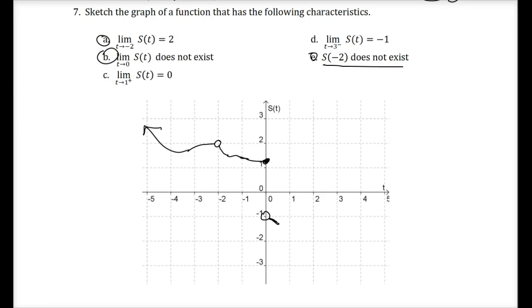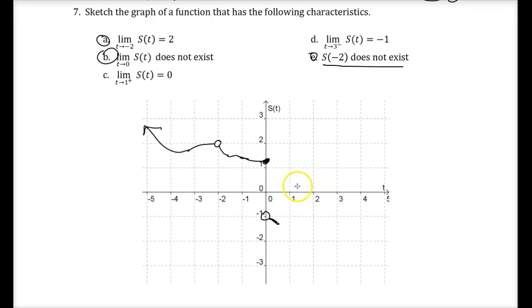For C, this says that the limit of the function, or the behavior of the function s of t as t approaches 1 from the right, has to be 0, okay? So we're coming from the right here, and it has to be 0.